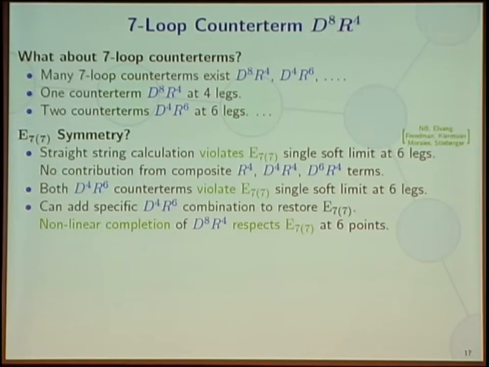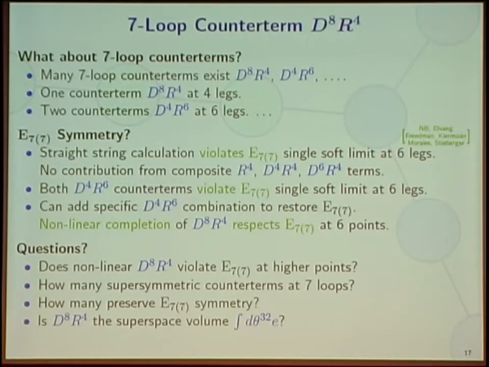And what about E7 symmetry? Well, if you do the string calculation in the same manner as before, you see that E7 is again violated at 6 legs from these terms here. You don't need to consider these composite things of lower terms here. But at the same time, also these 6-leg counterterms, D4 R6, they also violate E7. And therefore, you can add to your D8 R4 counterterms a certain linear combination of D4 R6. And it turns out that in a sum, you can completely remove the E7 violation, and that tells you that you can find a nonlinear completion of D8 R4, which does respect E7, at least at the 6-leg level.